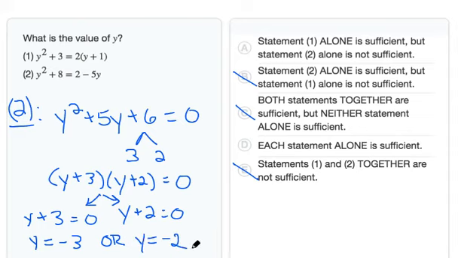Since there are two options for y here with no other statements or information to narrow it down even further, there are two possible values of y. So we can't determine definitively which value it actually is. This statement alone is not sufficient then. So looking at our answer choices of what's left, statement 2 is not sufficient, so we can eliminate answer choice D, and our final answer choice would be answer choice A.